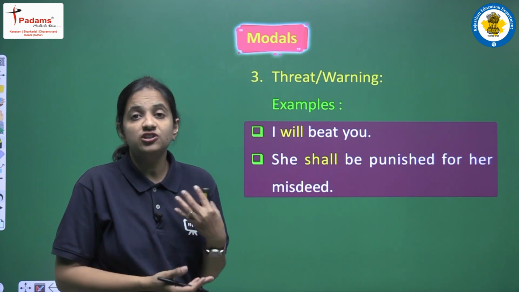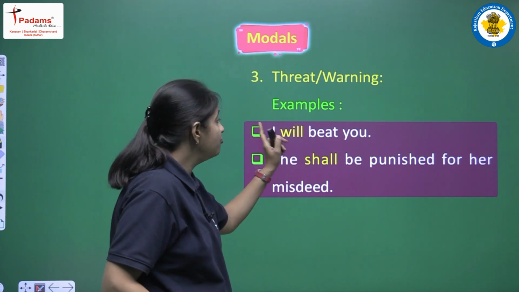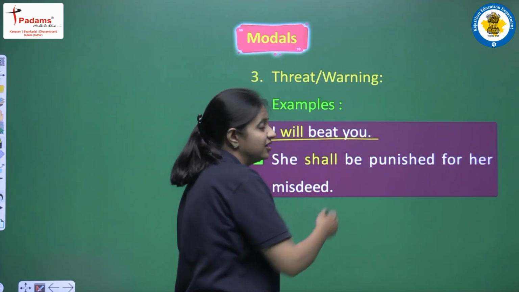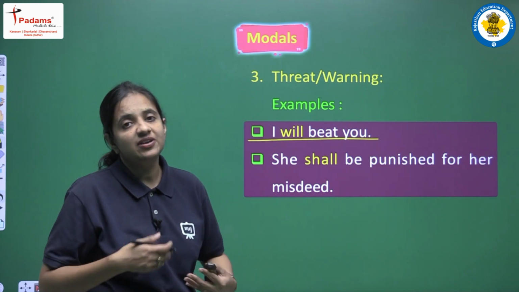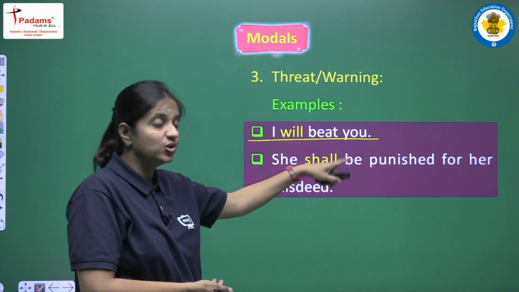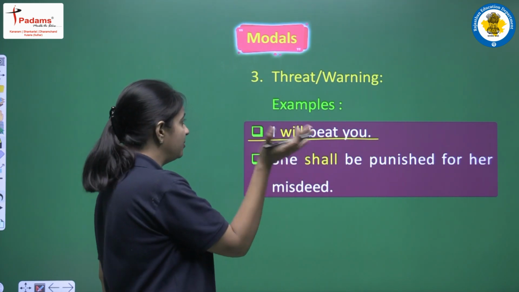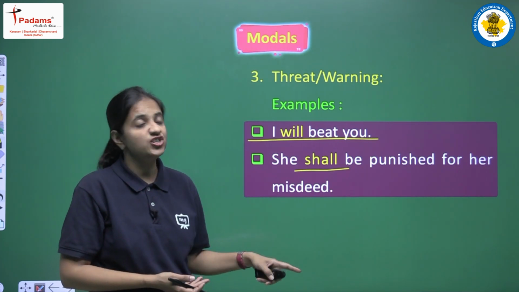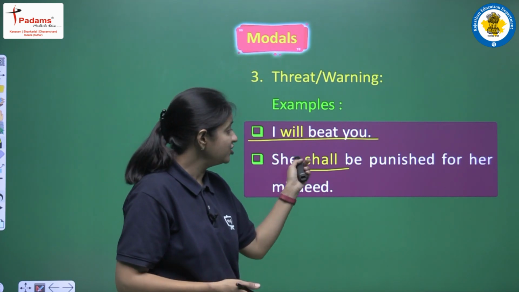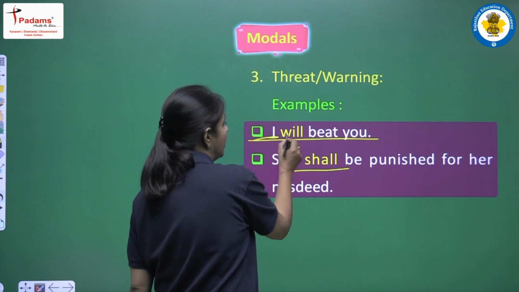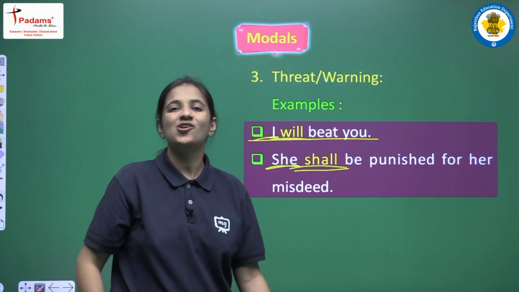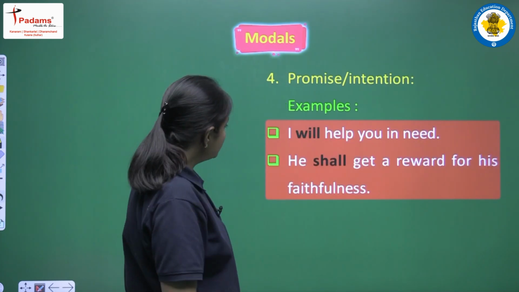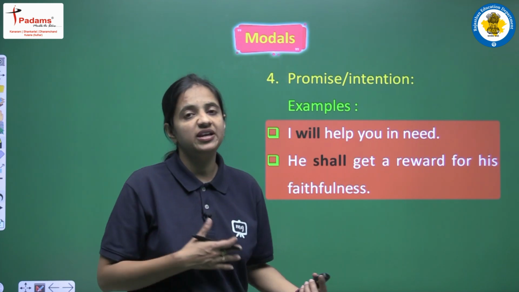They are used to show threat, or we can say warning, like I will beat you, she shall be punished for her misdeed. So here I am giving a warning, or we can say giving a threat to someone, that I will beat you. Again we have this sentence, she shall be punished for her misdeed. So we are giving this kind of warning, that if she does the misdeed, then definitely she shall be punished. So here for I we are using will, and for she we are using shall, because here will and shall are used as modals. Next use is they are used to show promise, or we can say intention.